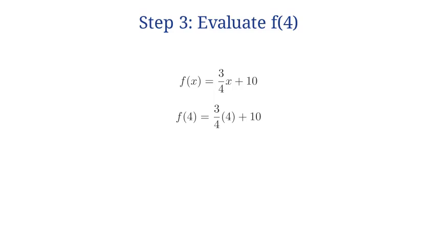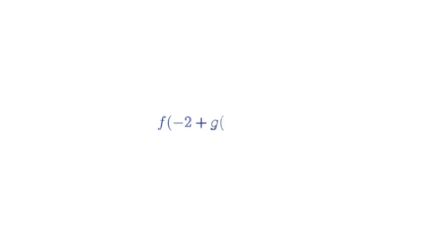We use the f function, substitute 4 for x, multiply 4 by 3/4 to get 3, and then add 10. This gives us f of 4 equals 13. So the value of f of negative 2 plus g of 3 is 13.